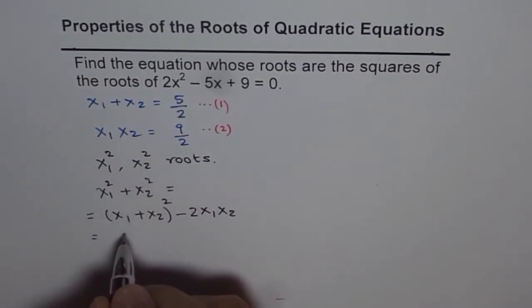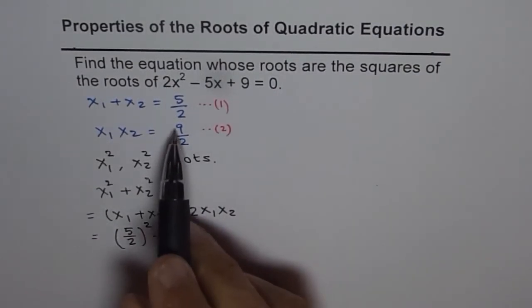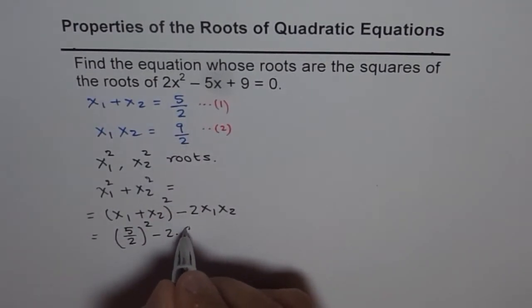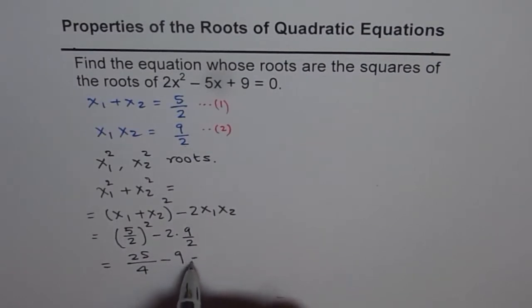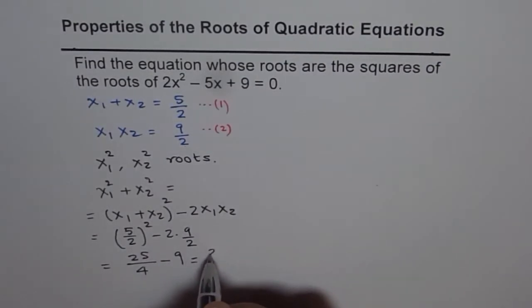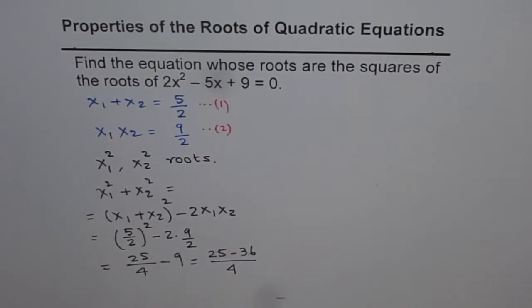Now we know what x1 plus x2 is. It's 5 over 2. So we'll write 5 over 2 whole square minus 2 times 9 over 2, which is x1 x2. Right? And now we can solve this, which is 25 over 4 minus 9, and that gives us how much? 25 minus 9 times 4 is 36, over 4, correct? So that gives us minus 11 over 4, so x1 square plus x2 square is equal to minus 11 over 4.